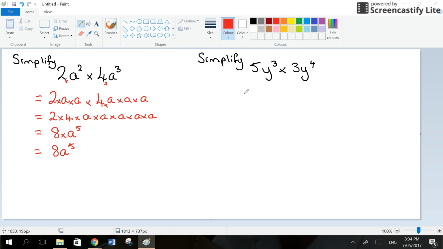The next problem over here to the right is 5 times y cubed times 3 times y to the power of 4. Notice I said times in there, and there's a times in there as well. So in my head, I've got times all the way through this problem. So we've got 5 times y times y times y, which is y cubed, times by, and this is 3 times, and this one here means y multiplied by itself 4 times.